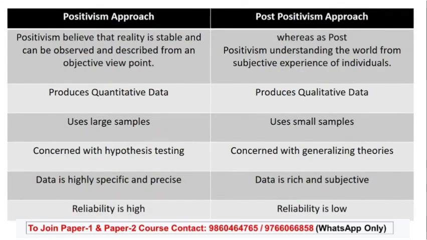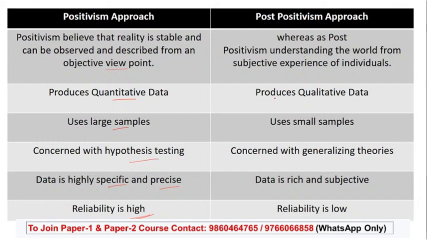But as I said, I have one more slide for this. If you can see this slide, it will be much more clear. Let me go through this first, and then I will come back to the chat box with the doubts. Now, when we talk about positivism, it believes in reality, which is stable and can be observed and described from an objective point of view, which produces quantitative data by using a large sample, and it is concerned with hypothesis testing. Data is highly specific and precise. And reliability is high here. As it is based on fact finding or factual information, you can have a high amount of reliability.